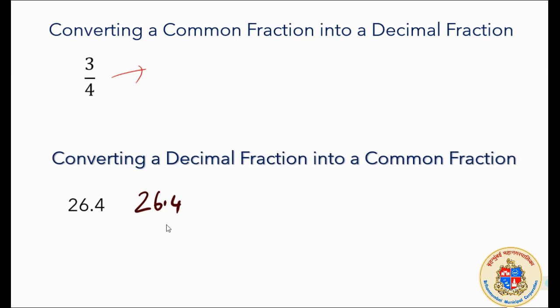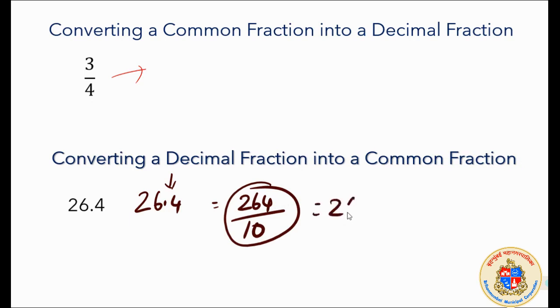हमको एक कॉमन फ्रैक्शन में कन्वर्ट करना है. We know that when the decimal point is 1 unit left, this number can be written as 264 upon 10. हो गया ना, कॉमन फ्रैक्शन, फ्रैक्शन फॉर्म में आ गया. 264 upon 10 is equal to 26.4.